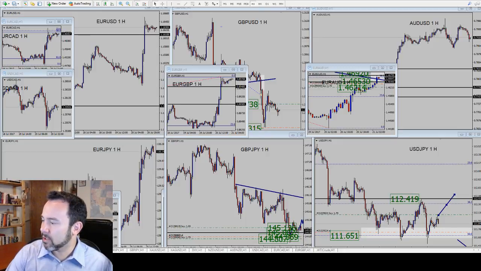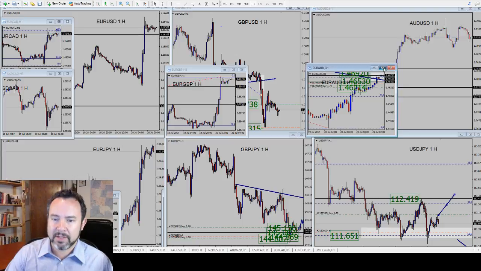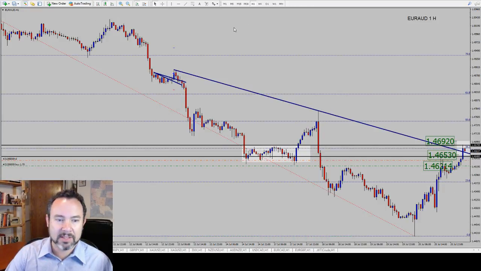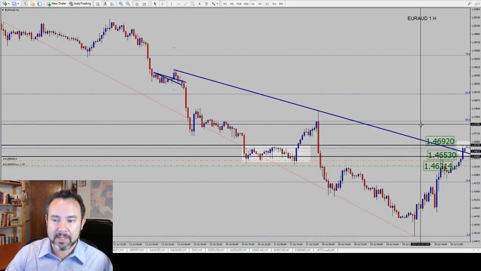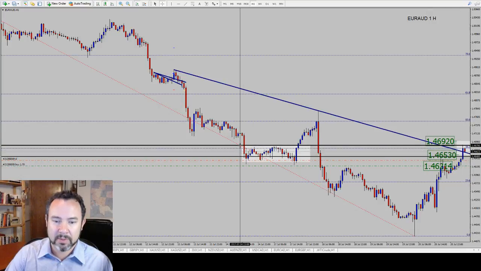Taking a short. Target is 46.66 pips. Good luck with that one. I like this retrace nicely. Right, and like I was just covering, there are several reasons to be selling the Euro Aussie right here. Don't get me wrong: descending trend line, Fibonacci level, resistance level.